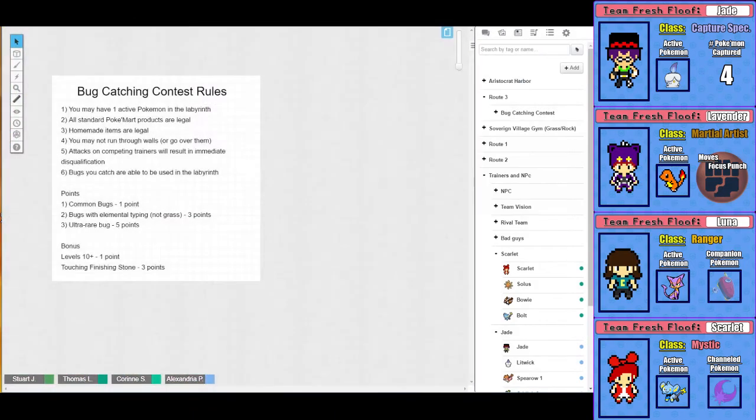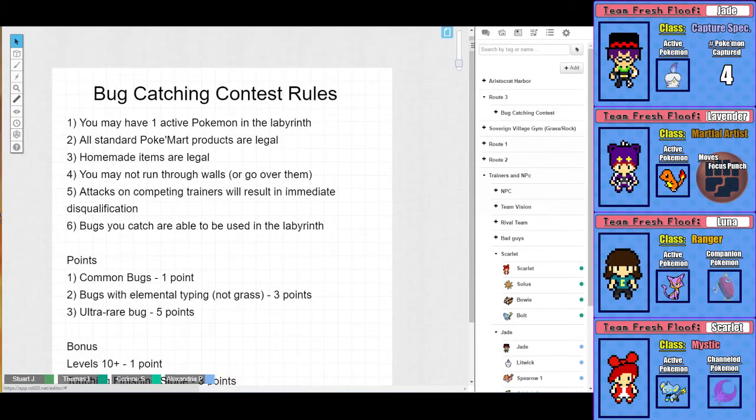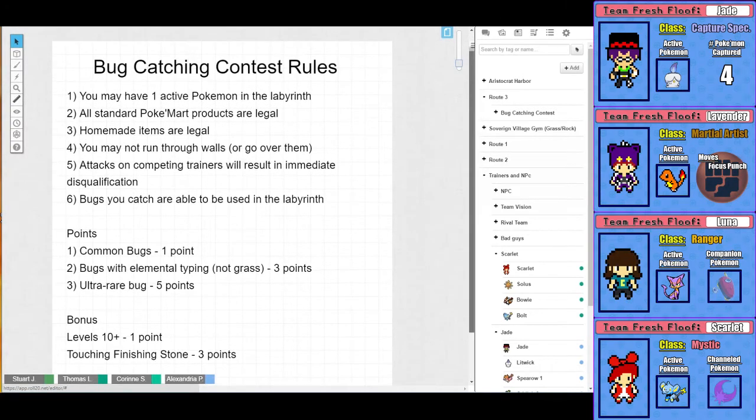Here are the bug catching contest rules. You can only have one active Pokemon going into the labyrinth, meaning you can only bring one with you. Once your Pokemon is fainted, you're kind of on your own until it's over. You can ask for someone to get you out, and they'll lower a blimp to get you out of there in case you're worried about getting in trouble. But you can use any bug you catch to help you out.